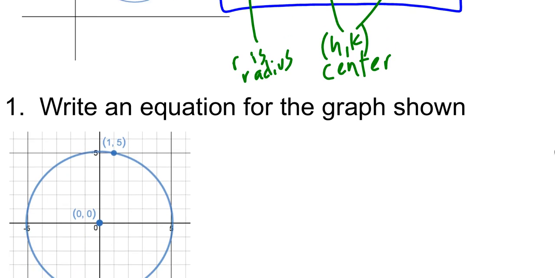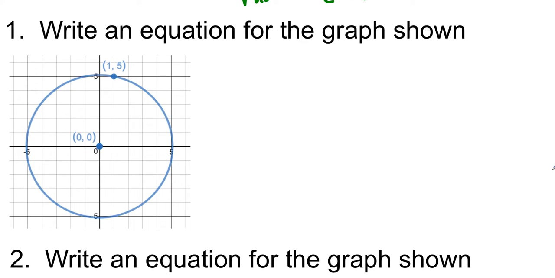So our first one that we're going to do here is we want to write an equation for this circle that's shown here. Good news is we know what our center point is, so we know what h and k are. It's (0, 0). What we don't know right now is our radius. We can't tell from the graph exactly what it is, but we can draw a radius here and use the distance formula to find out what the radius is.